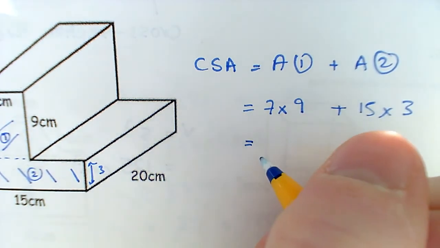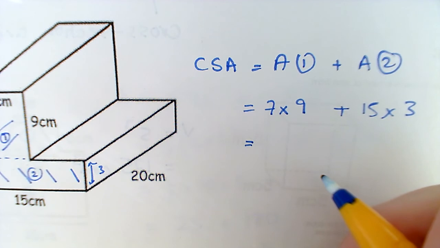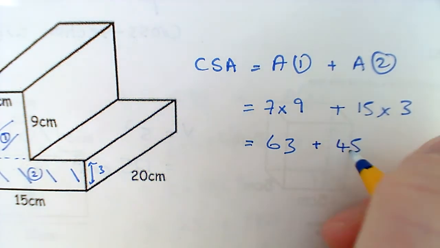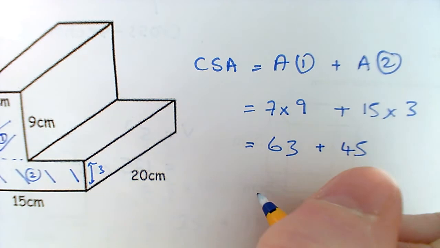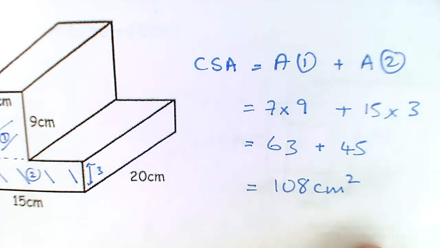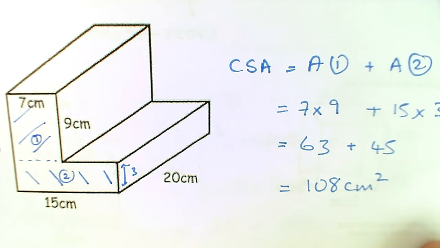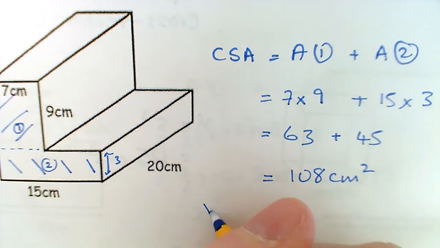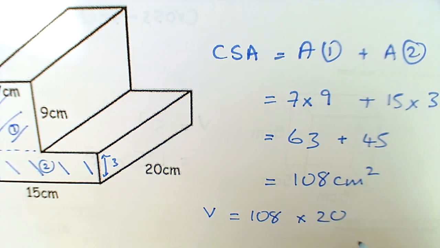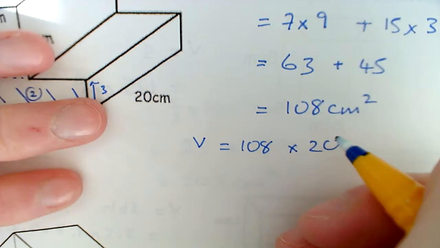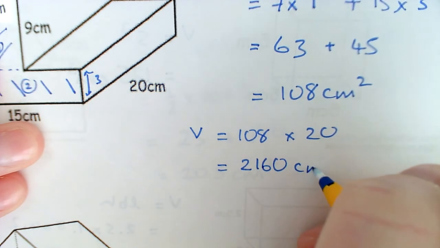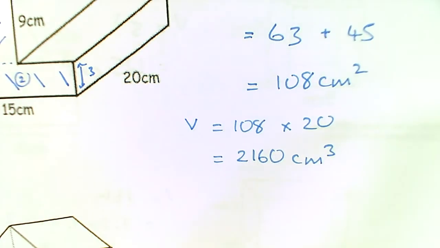So 7 by 9 plus 15 by 3. So we'll get 63 plus 45, which is 108 centimetres squared. So that's the cross-section area, that's that shaded area. And then to get the volume, we multiply that by the length, which is 20. And we get 2,160, and our units are centimetres cubed.